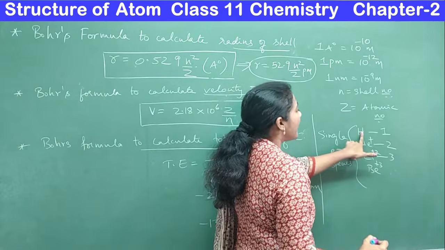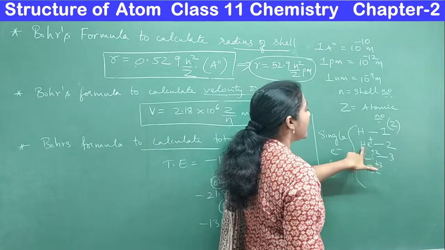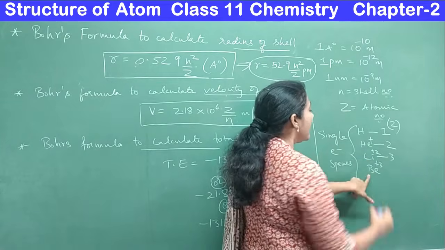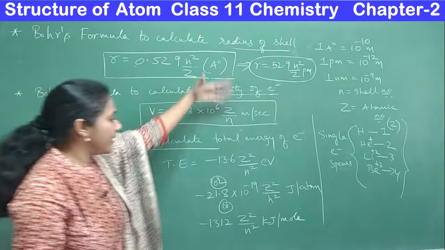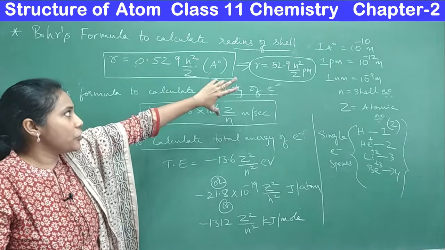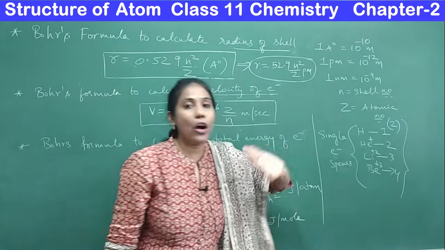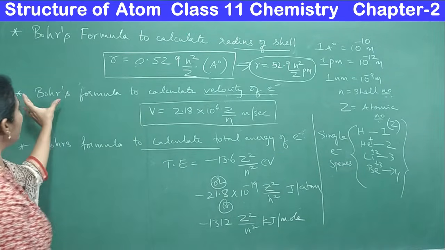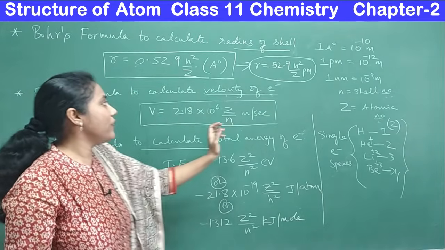So for hydrogen, atomic number 1, the Z value is 1. For He plus, the Z value is 2. For Li plus 2, the Z value is 3. For Be plus 3, the Z value is 4. So in every formula you have n and Z. n is the shell number, Z is the atomic number of the atom or ion. Now you see the formula to calculate the velocity of an electron, that is the speed of the electron.